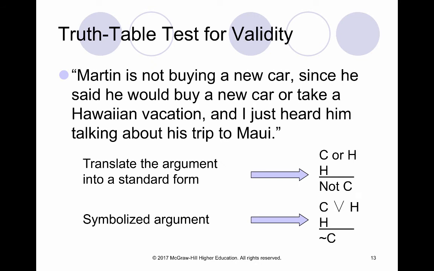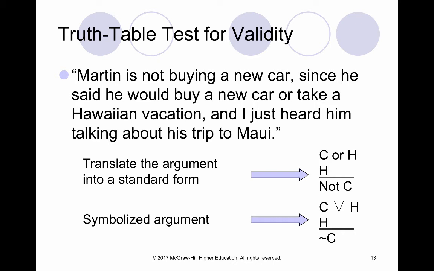Let's do another one. Martin is not buying a new car since he said he would buy a new car or take a Hawaiian vacation, and I just heard him talking about his trip to Maui. We have to first translate that into a form we can work with. It looks like the conclusion of this argument is that Martin is not buying a new car. And the reasons are that he said he would either buy a new car or take a trip to Hawaii. That's the first premise, and it's a disjunctive claim, either or. And he was talking about his trip to Maui, which is the second premise.